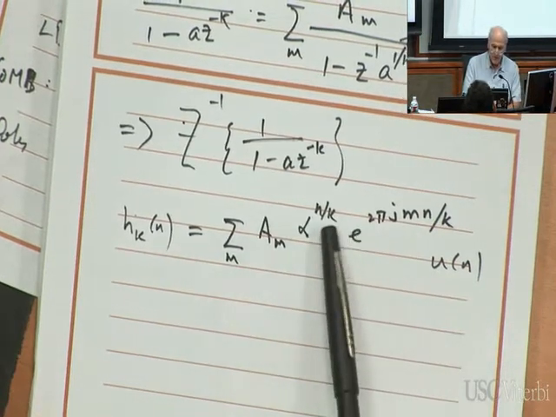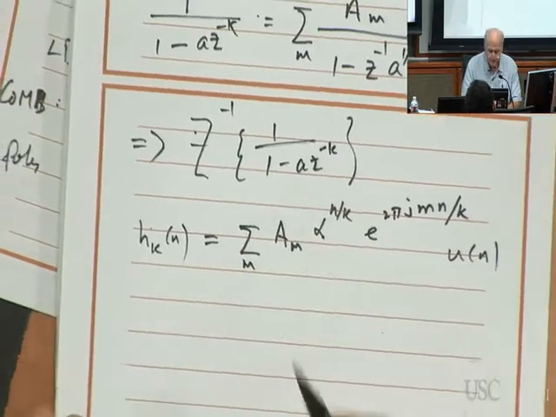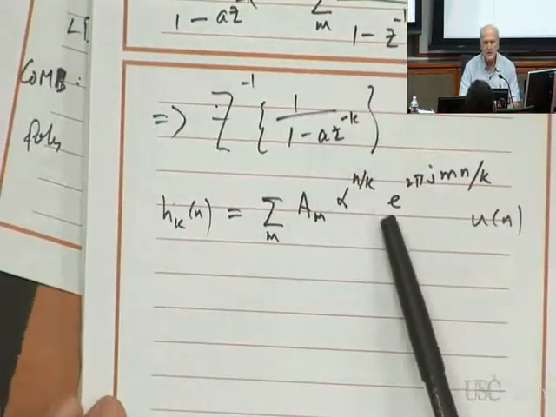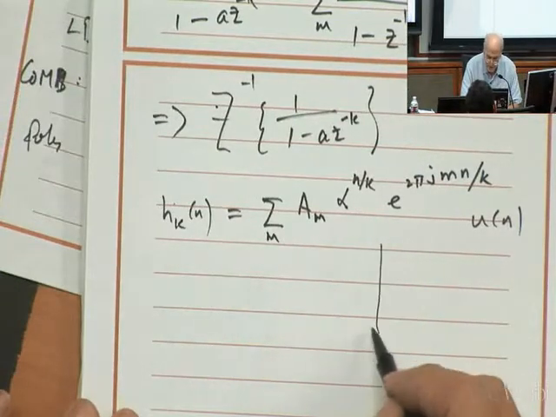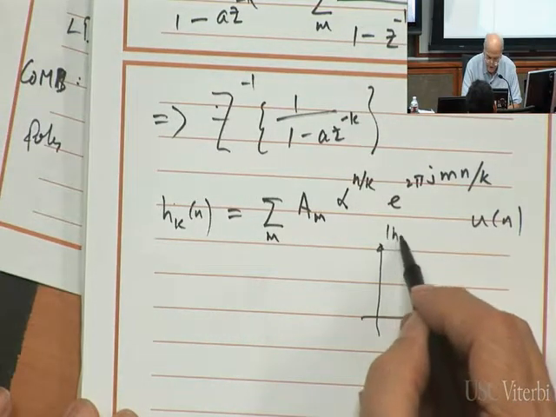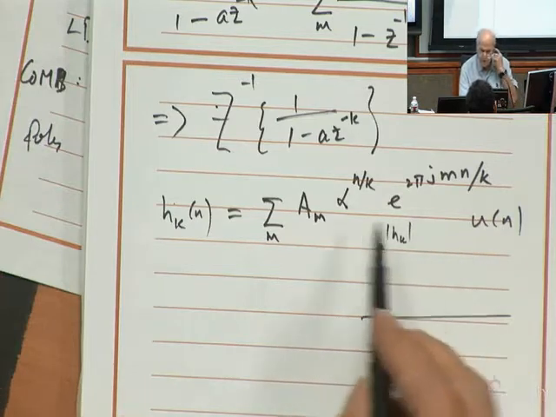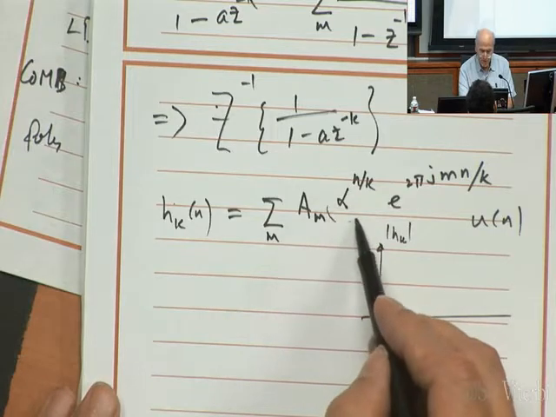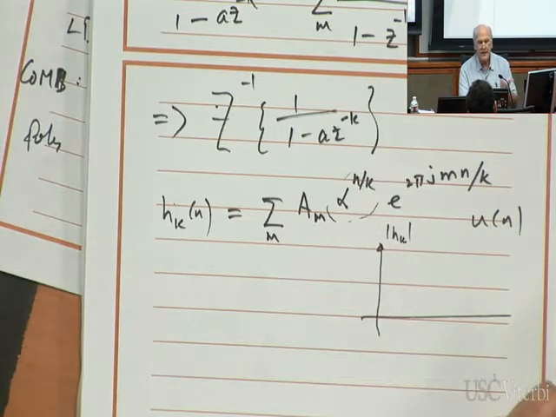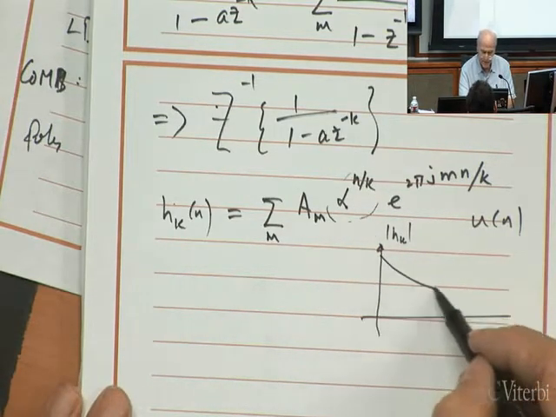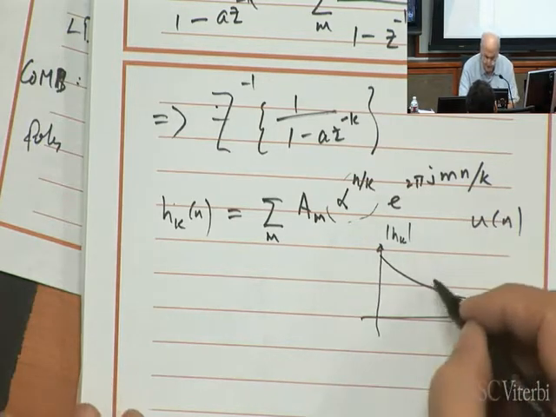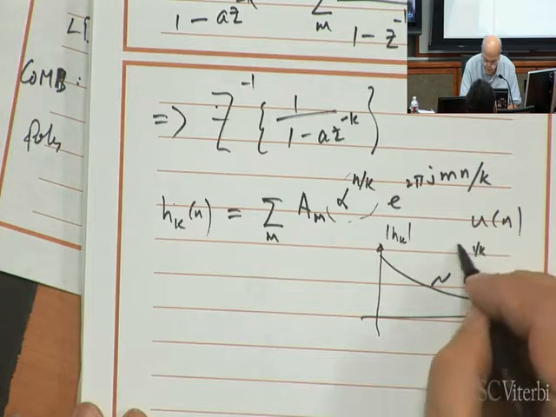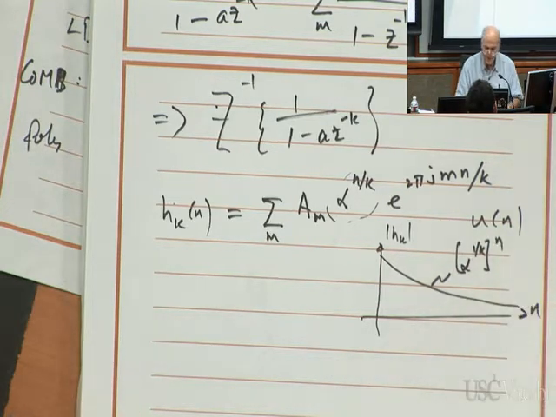So you notice you get this exponential, alpha to the n over k. So these are all going to be damped exponentials. If I were to plot, say, the magnitude of h, these exponentials all are of the form alpha to the 1 over k, to the nth. So they're going to decay like this. This is n, and this is like alpha, let me write it like this, all to the nth power, see?